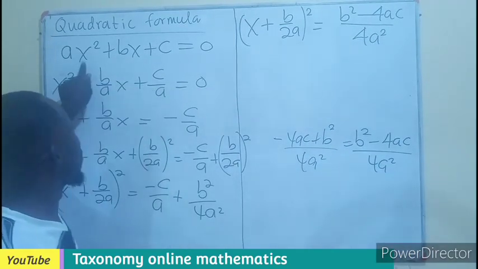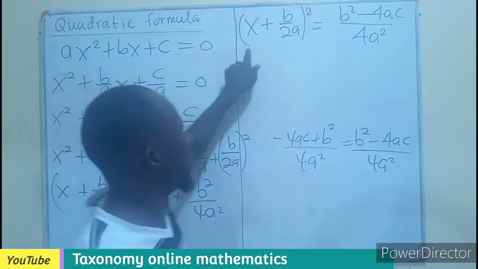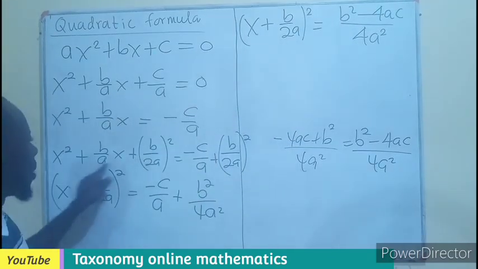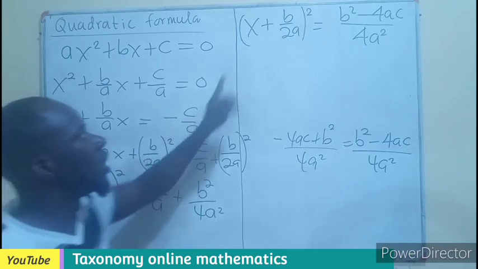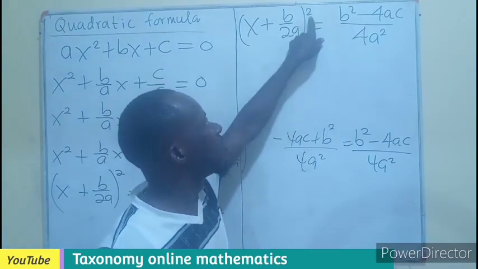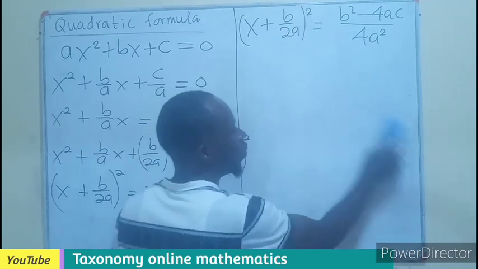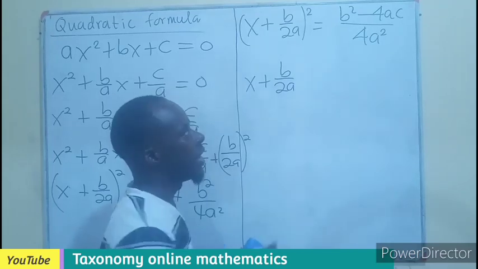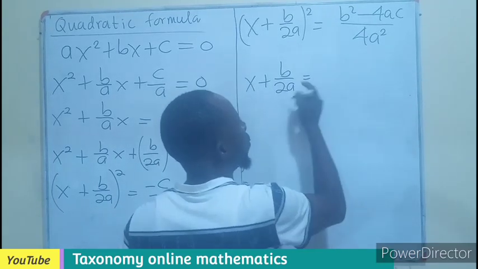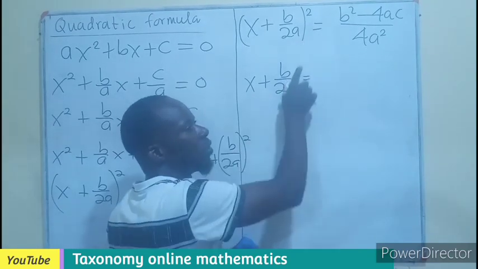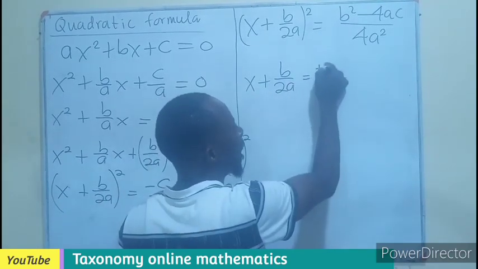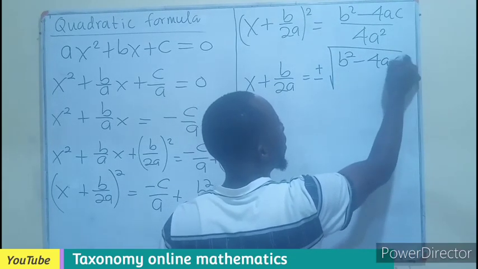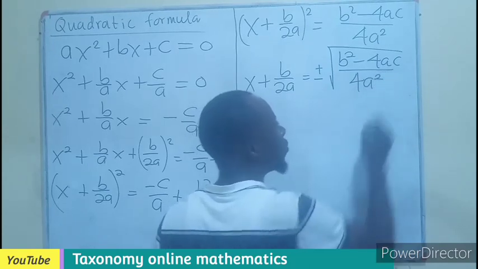So all attention is on the x. It is the x you are looking for. Seeing this is in the bracket square, we can clear the square, because if I open this bracket, I've come back to these 3 terms. So what will I do? I find the square root of both sides in order to cancel the square, and that will leave us x plus b on 2a equals to, don't forget, since we are dealing with a square root in an equation, it becomes plus or minus the square root of b squared minus 4ac over 4a squared.